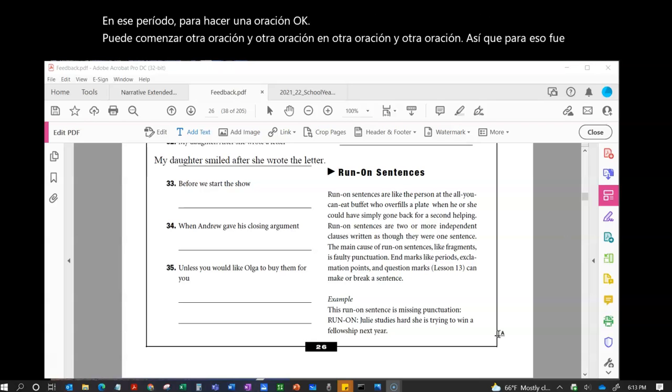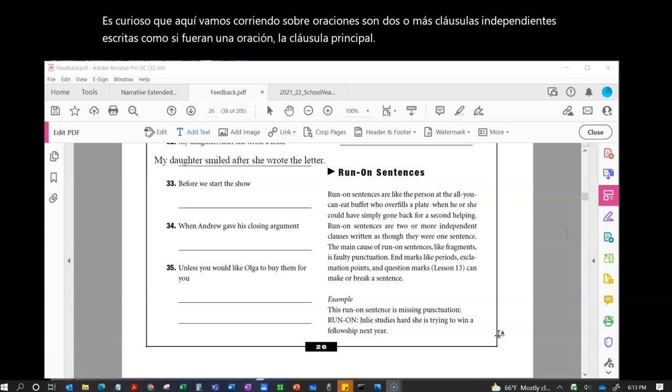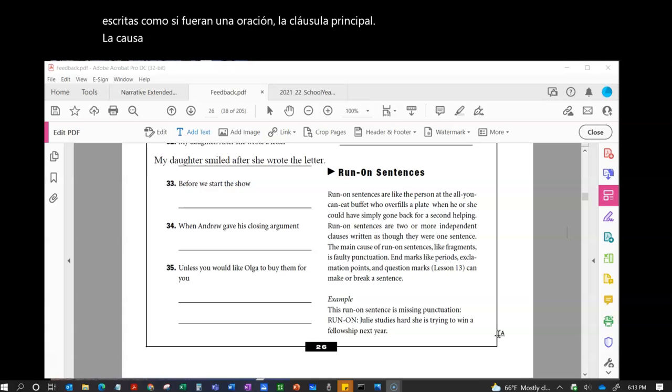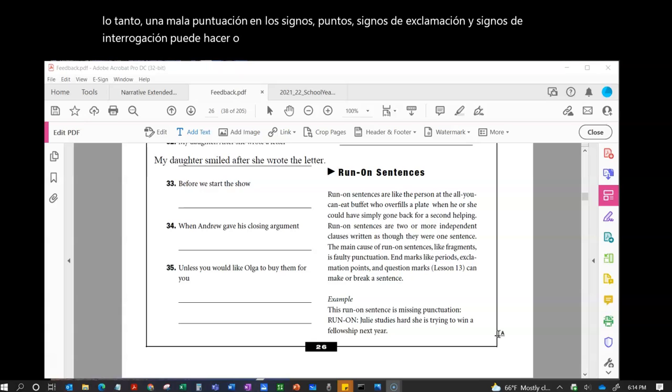That was funny. All right, here we go. Run-on sentences are two or more independent clauses written as though they are one sentence. The main cause of run-on sentences, like fragments, is faulty punctuation. So bad punctuation. End marks like periods, exclamation points, and question marks can make or break a sentence. For example, this run-on sentence is missing punctuation. Julie studies hard. She is trying to win a fellowship next year.